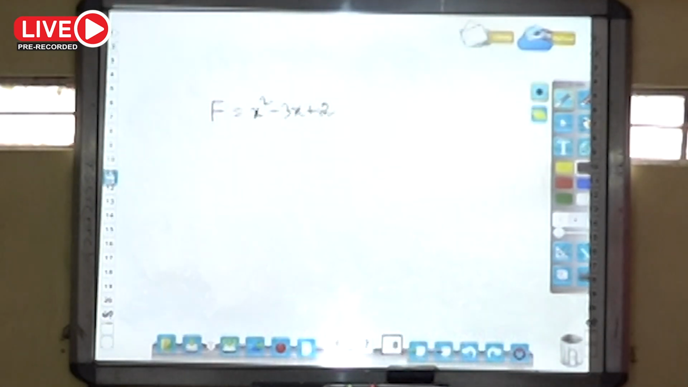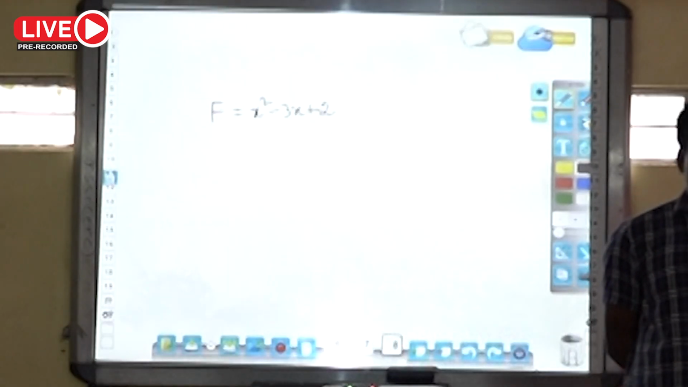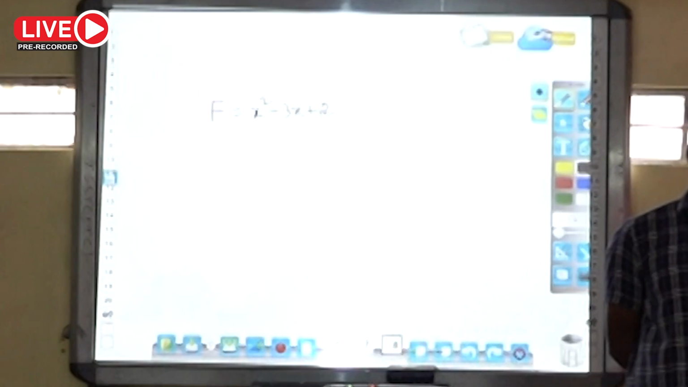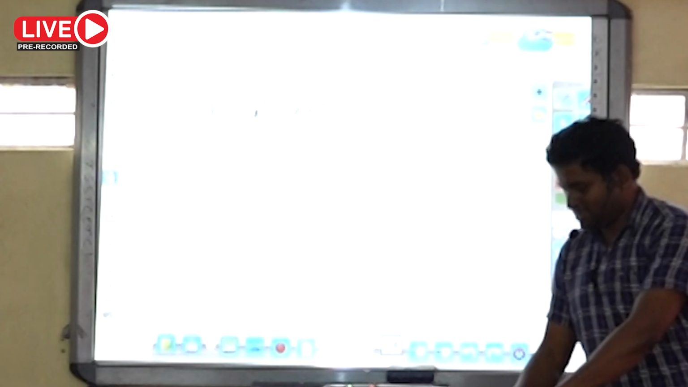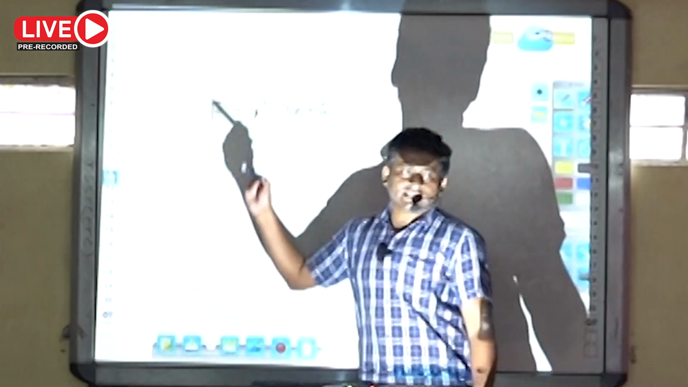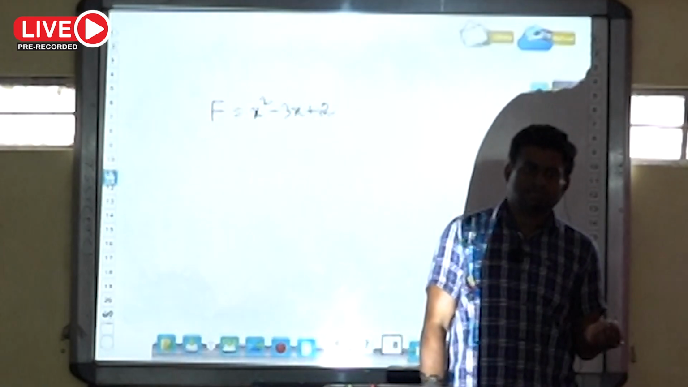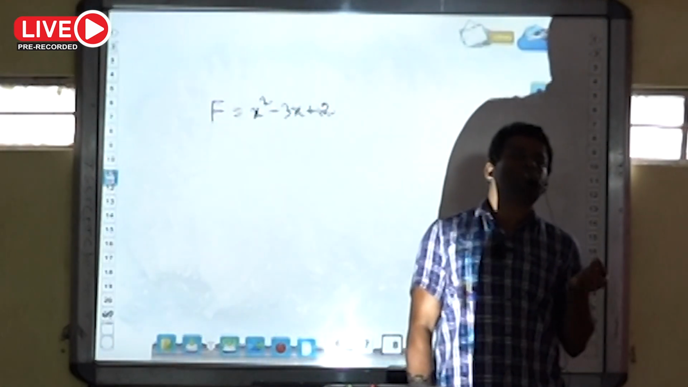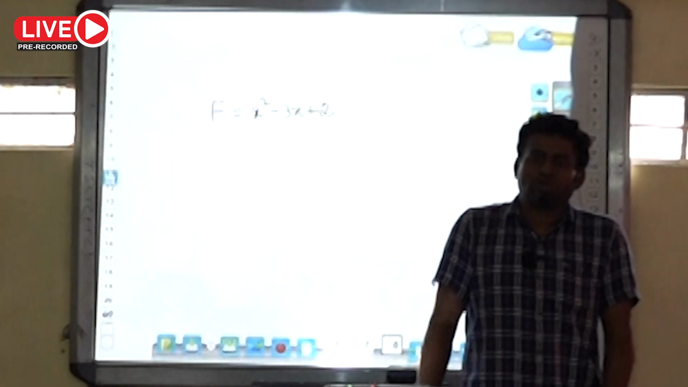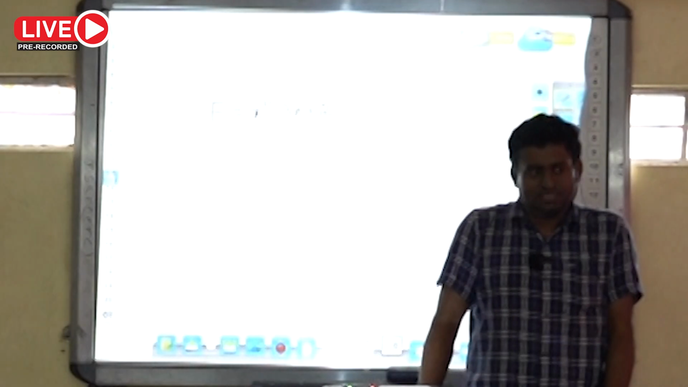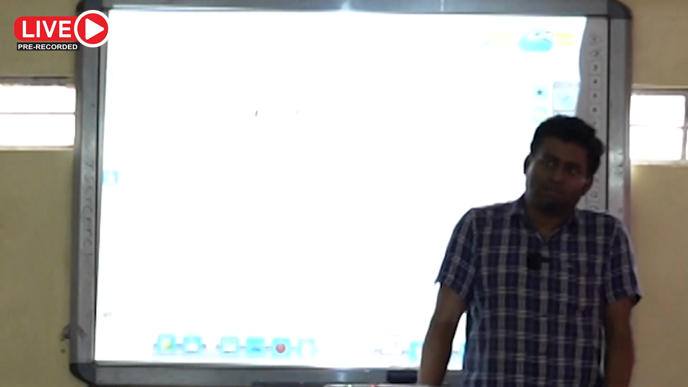See, I can show you two different methods to solve this particular problem without using calculus. First method: this force is given for a moving particle, and x is the position of the particle. Can the position of the particle be an imaginary or complex number? It should always be a real number.